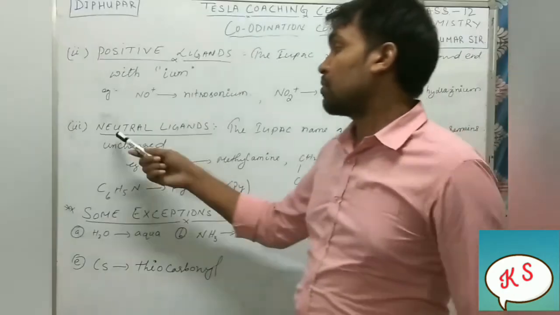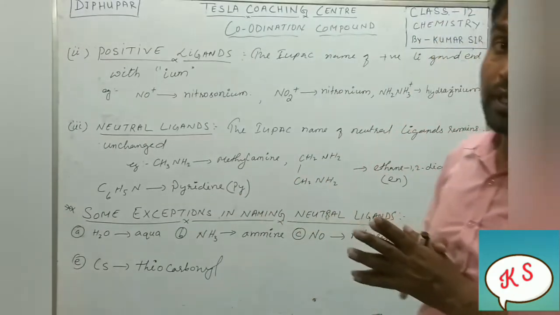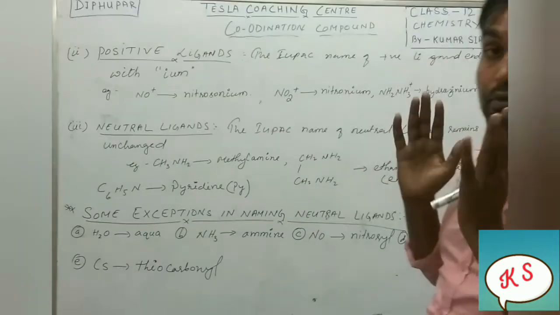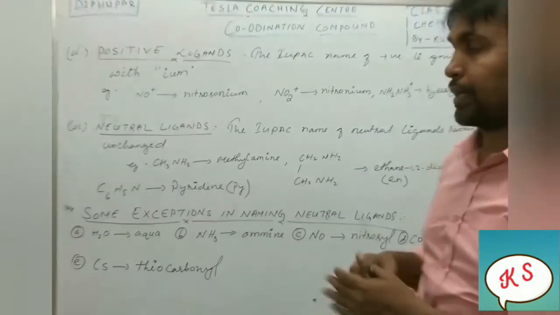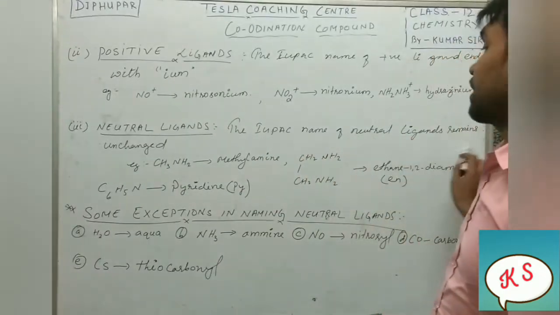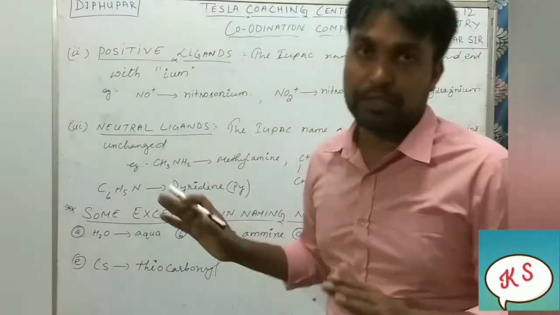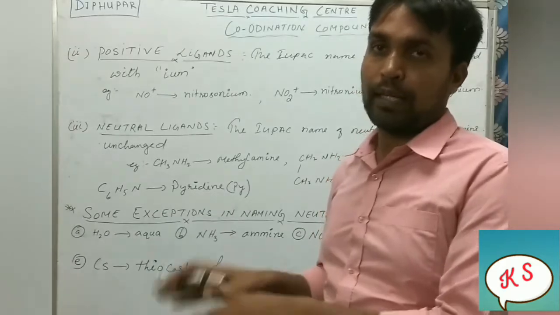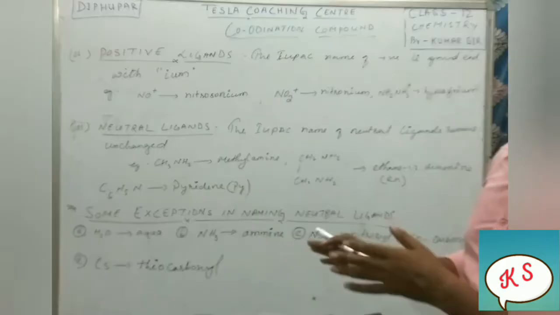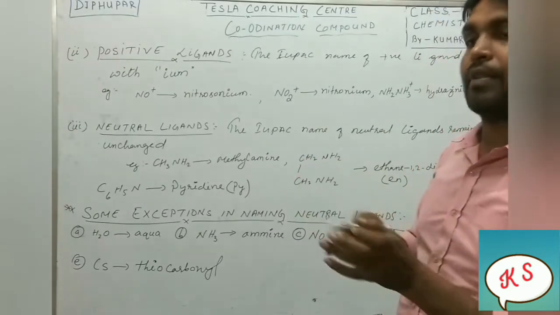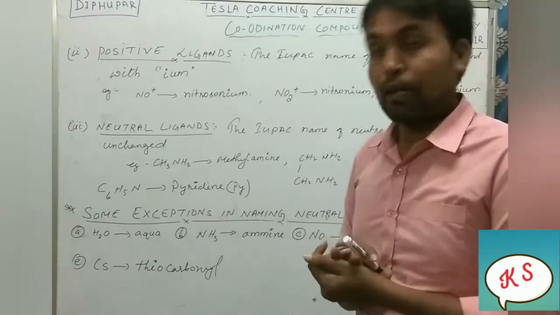Now coming to the neutral ligands. When we write the IUPAC name of complexes and neutral ligands come there, what is the rule for it? The IUPAC name of neutral ligands remains unchanged. Whatever the name of the neutral ligand is, that same name you will write in the IUPAC name as well.